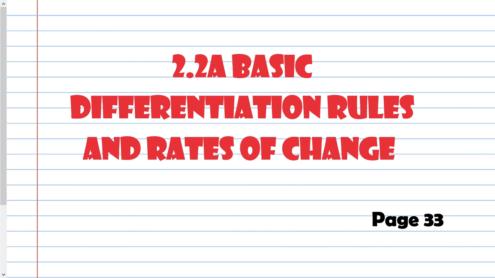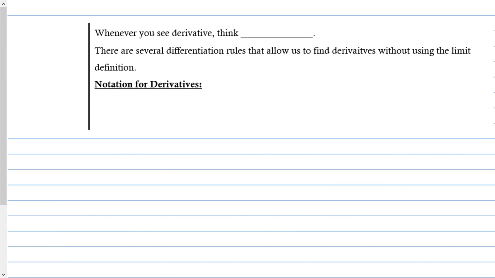2.2a, basic differentiation rules and rates of change. Whenever you see derivative, and that's going to be for the rest of the class until the end of the year, I need you to think slope, because that's what the derivative is. It's the rate. There are several differentiation rules that allow us to find derivatives without using the limit definition. So the long way, which is what we did in the previous sections, we won't have to do that anymore.